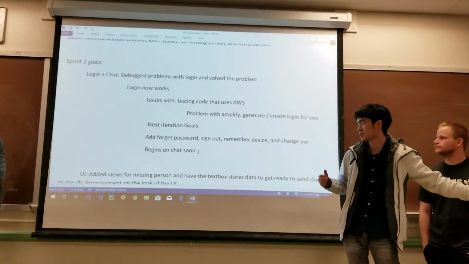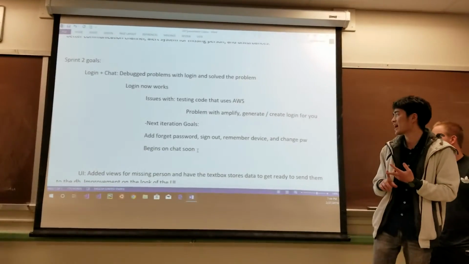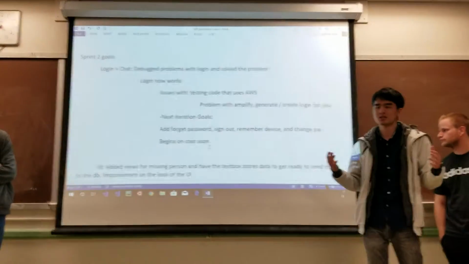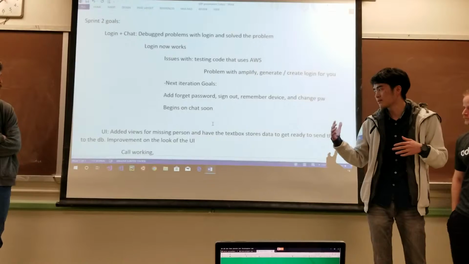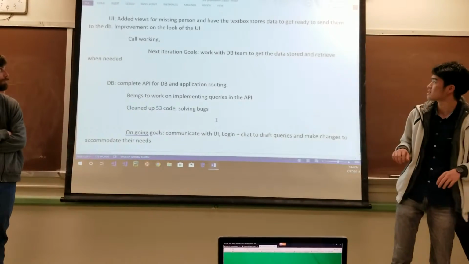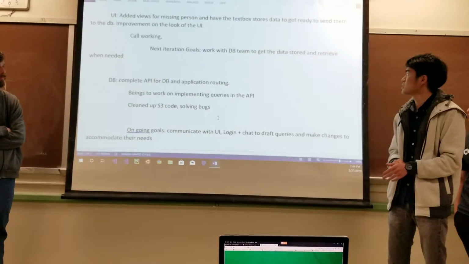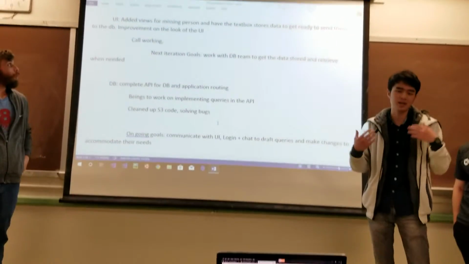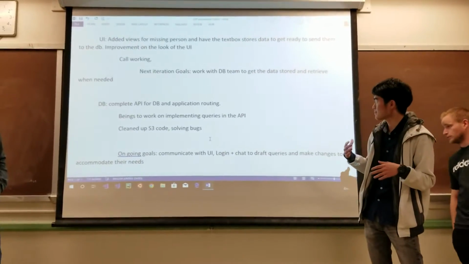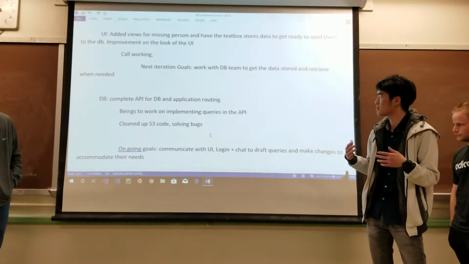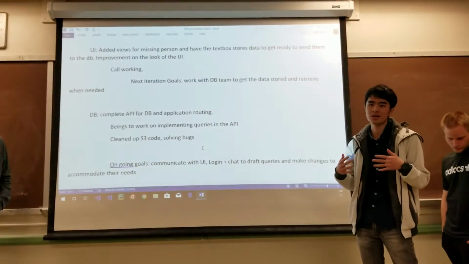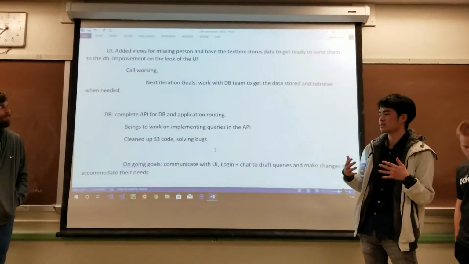For the login and chat team, the next iteration goal will be to add forgot password, sign out, remember device, or change password. And the chat team will be working on it too. For the UI team, we added a step for a missing person. Now the story actually stores stuff back into the application, and we can prepare it to send through the API to the database. For the next iteration goal, we'll be working with the database team to know how they can interact with the API that the DB team created.